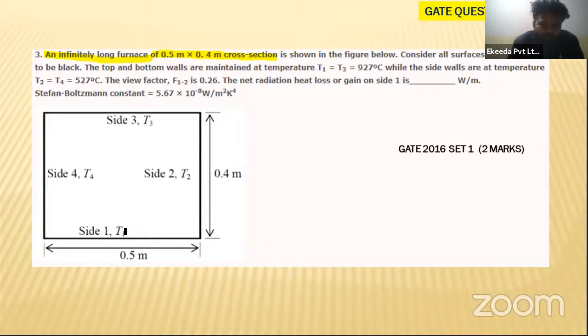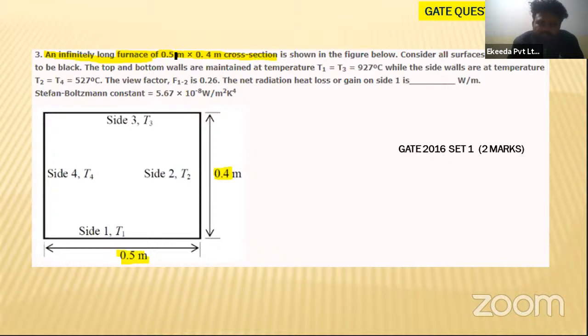So let us see, this is the furnace, my dear students. In a furnace, you know, there are high temperatures. They have also given the area, the cross section. So what is the cross section? That is 0.4 meter, this is 0.5 meter. So they have given length and width, like height and length and width you can take. Length and width to be how much? 0.4 and 0.5 and 0.4. It is shown in the figure.